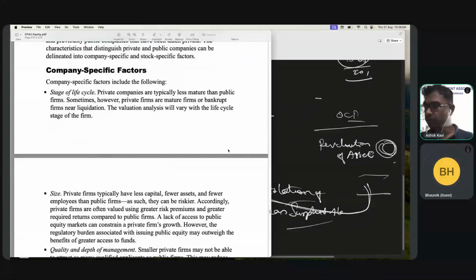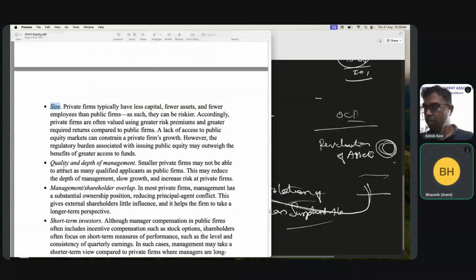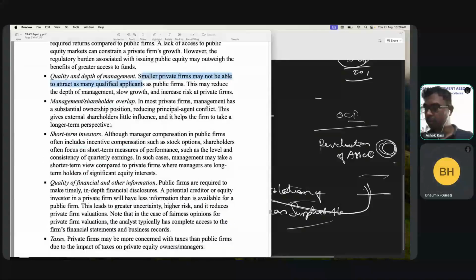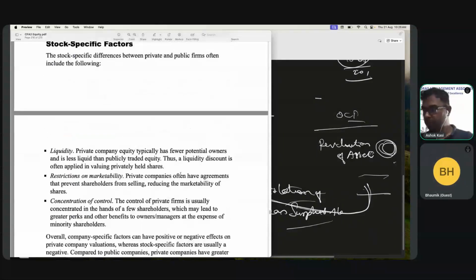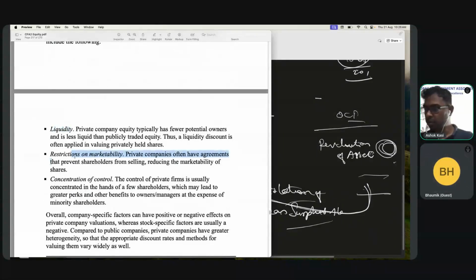Now, company specific factors include stage of life cycle. Company might be at the early stage, or growth stage, less mature than public. Size of the company, quality and depth of management. All these are the parameters to analyze a private company, along with quality of financial and other information. These are all self-reading only.